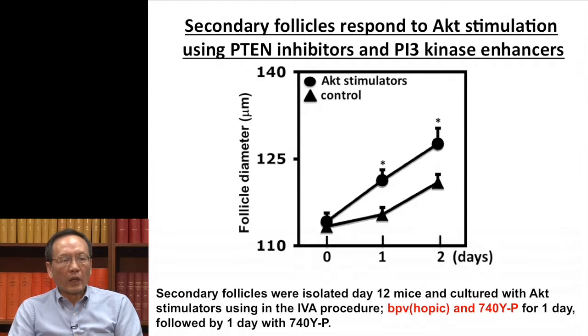Later on, we went back to the clinical condition. We asked the question using the rodent model to show whether secondary follicles also respond to AKT stimulation. This data shows that we can isolate the secondary follicle from the rodent, and then we can use a PTEN inhibitor and PI3 kinase enhancers together, which we call the AKT stimulators. We can actually see an increase in secondary follicle growth.